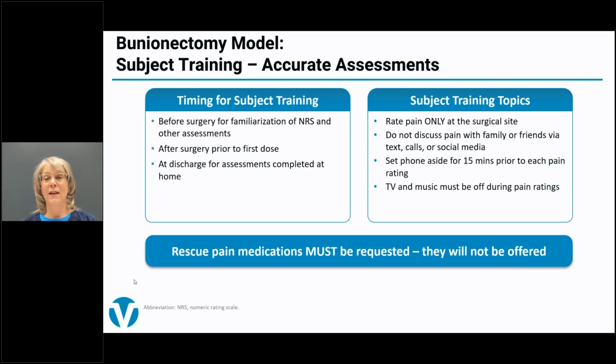Subjects are trained to only rate the pain at the surgical site, not to discuss with family or friends what is going on at the clinic or if they should be getting more or less pain medication. And we encourage that by having them set that phone aside for 15 minutes. And during the ratings themselves, we can eliminate all the distractions, no staff moving around the room. It's just the rater and the volunteer making those assessments. Again, we include, when we leave the room, that if there's anything they need, they need to let us know.